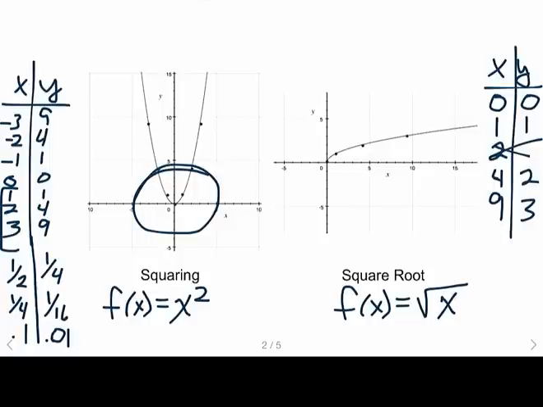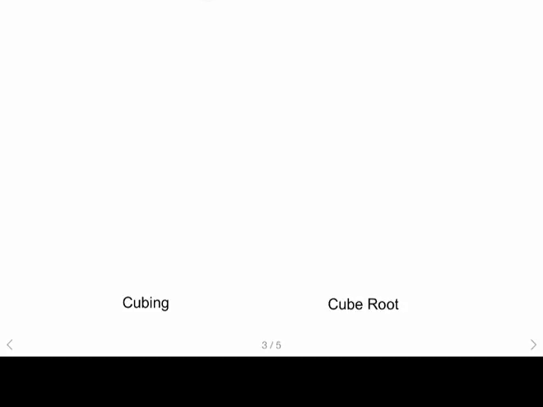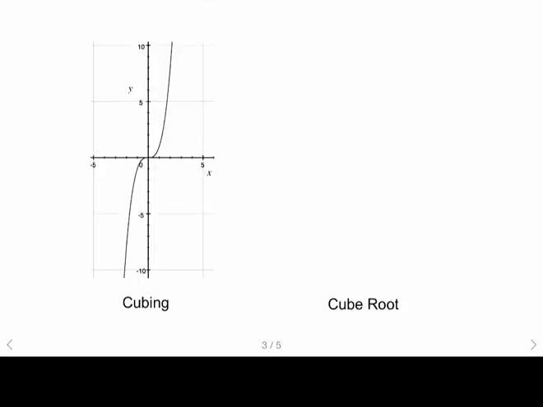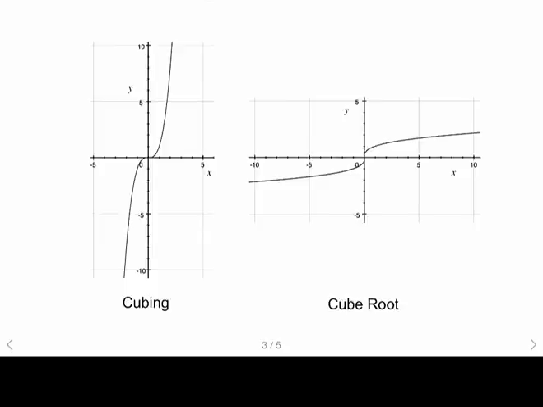And we again have this kind of graceful curve like we had with the parabola. It's kind of like, like I said, half a parabola on its side. Moving on, the cubing function and the cube root function look, they're a similar curve. In fact, their shapes are identical. They're just one is on its side.